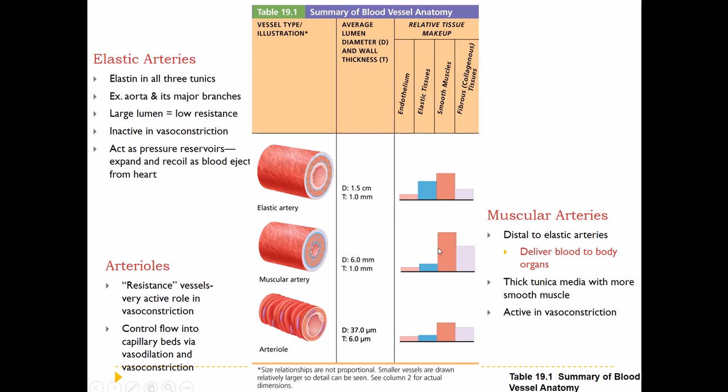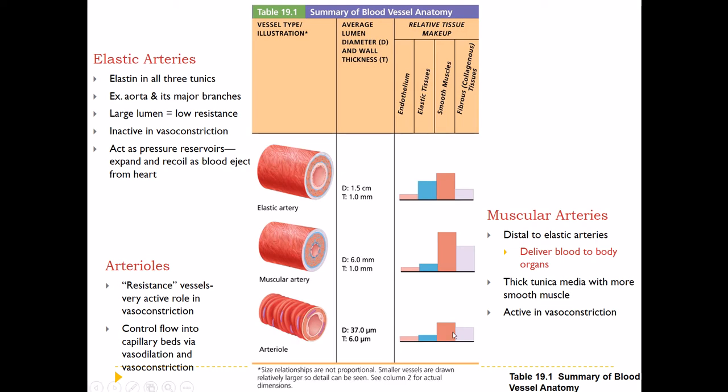If we look at the muscular arteries, you'll see that the largest distinguishing feature there is the smooth muscle, hence the muscular arteries. These are all the arteries that are actually going out to all of your body organs. Because they do have a ton of smooth muscle, they are quite active in vasoconstriction and vasodilation and how that changes blood pressure, as we'll talk about a little bit later.